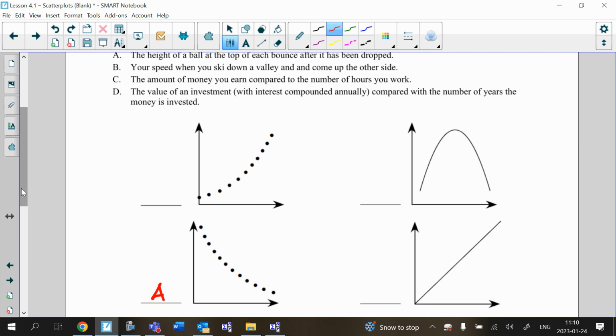And then this, the value of an investment with interest compounded annually, that's important. If it was simple interest, it would be linear. Because it's compound interest and the interest grows on interest, it takes a curve and shoots up quicker. Just something to keep in mind.